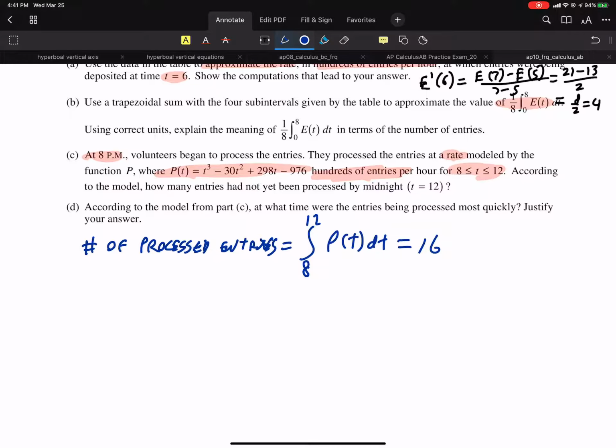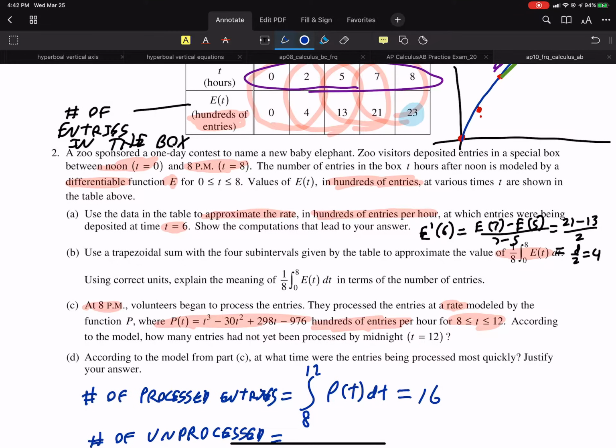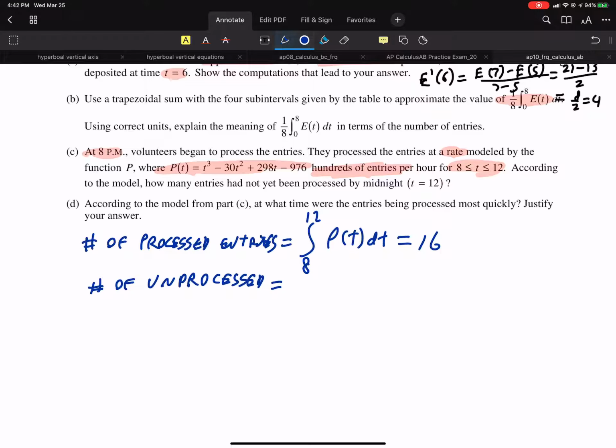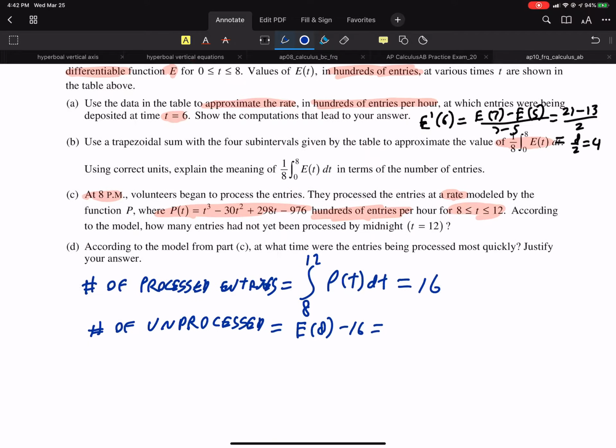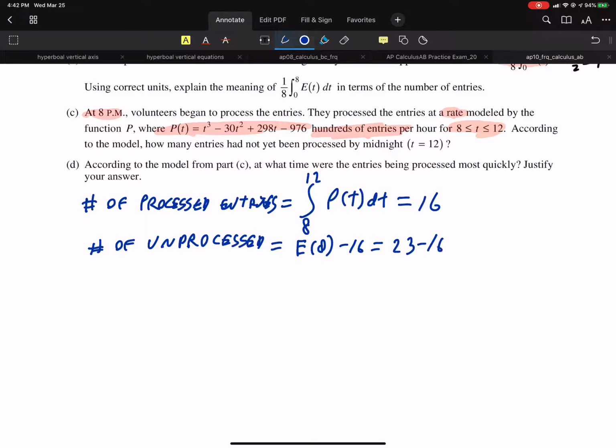So how many entries had not yet been processed by midnight? So number of unprocessed equals E of 8 minus 16, which is 23 minus 16, which is 700 entries.